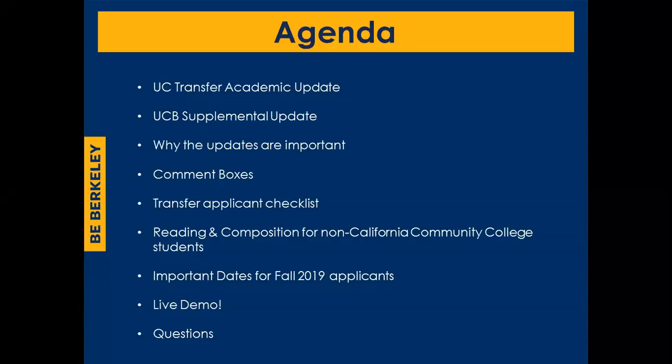We'll also talk about the reading and composition requirement specifically for students who are not attending a California community college and where to find that information. We will be talking about some important dates for fall of 2019 applicants, which is what you are. We'll have the live demo. Ricardo will take over that, and I think that's going to be very useful for you. And then finally, if you have questions, we'll have a website where you can go and contact an admissions officer.